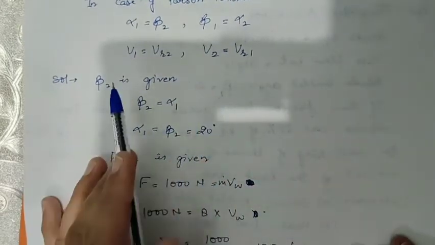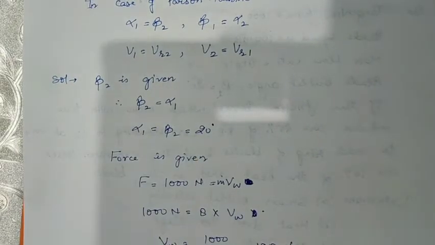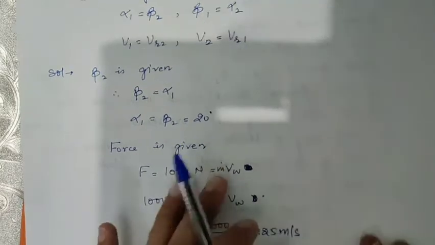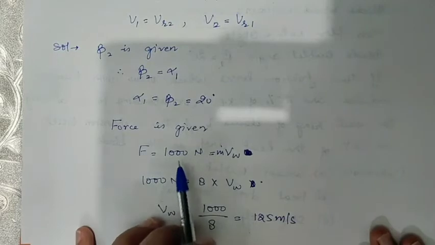So for the solution, beta 2 is given to us as 20 degrees. From the above condition, beta 2 equals alpha 1. So what is the value of alpha 1? That is the nozzle angle, that is 20 degrees. And force is already given to us, that is 1000 Newton.